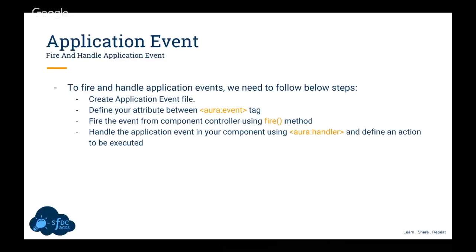To fire and handle an application event, we need to follow the below steps. Similar to our component event, first we need to create an application event. Then we need to define the attributes inside the aura:event tag, which is the parent tag for any event file, similar to our component event as well. Then we need to fire the event from the component using the fire method, and that event can be handled using aura:handler, similar to our component event.